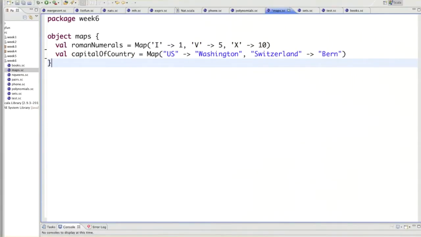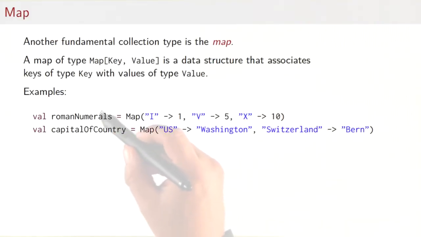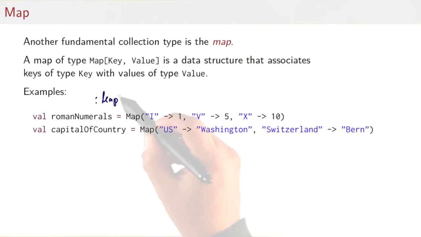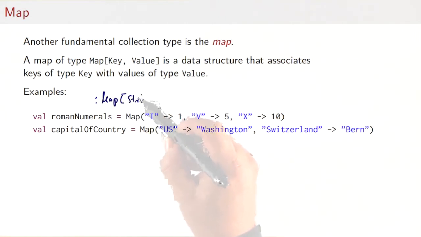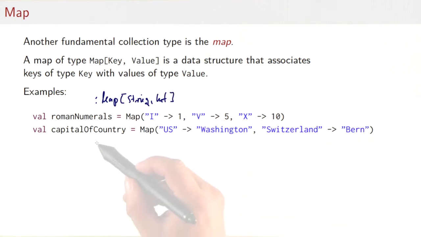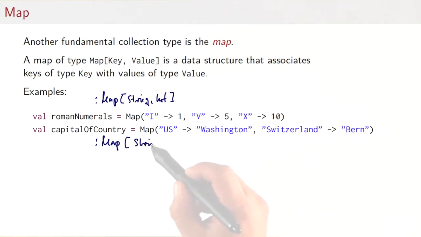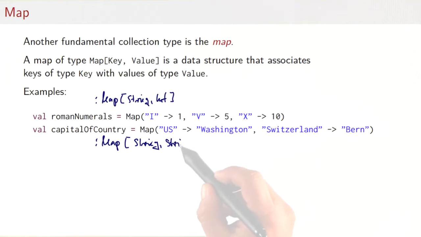So let's see this in the worksheet. If I evaluate this, what I get is two immutable maps, the first from char to int, the second from string to string. And they have the values that I have entered into them. So the first map that I have defined would be of type Map[String, Int]. It associates an int value with a string key, and the second map would be of type Map[String, String]. It associates a string representing a country with a string representing its capital.